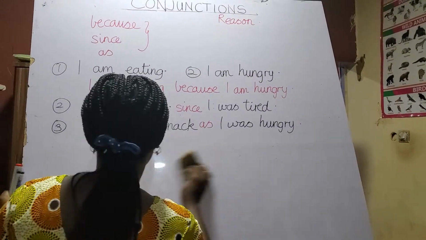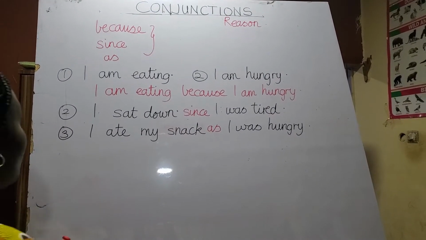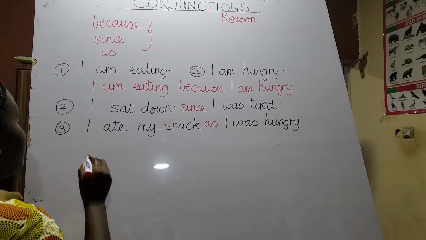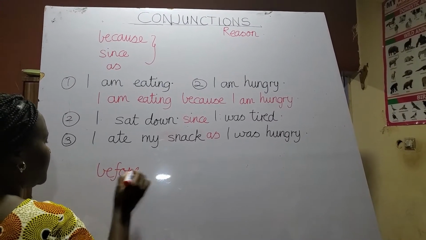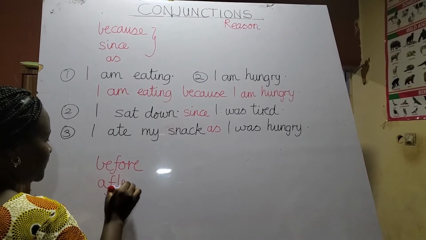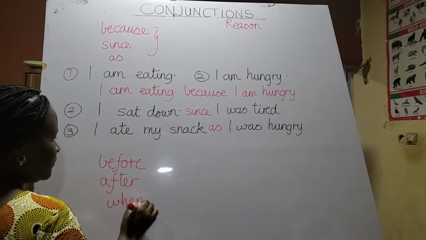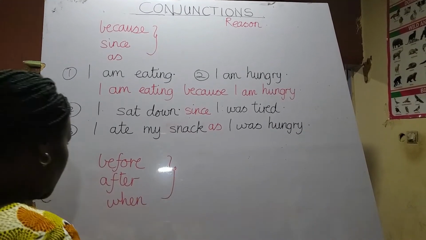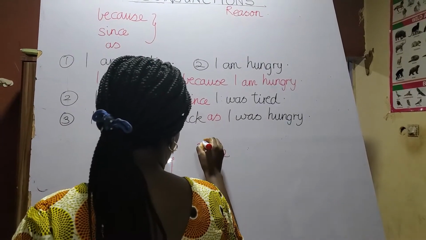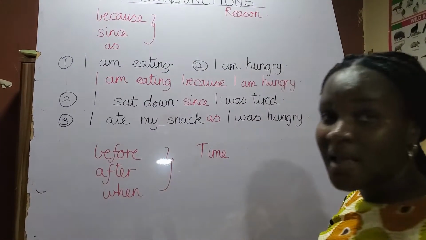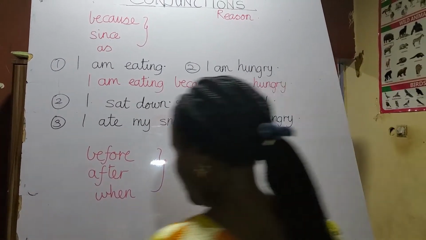Okay, now let's look at our final set of conjunctions. We have before, after, and when. These conjunctions talk about time. So they are conjunctions of time. They tell us when something happened. Okay, when something happened. Let's have a few examples.